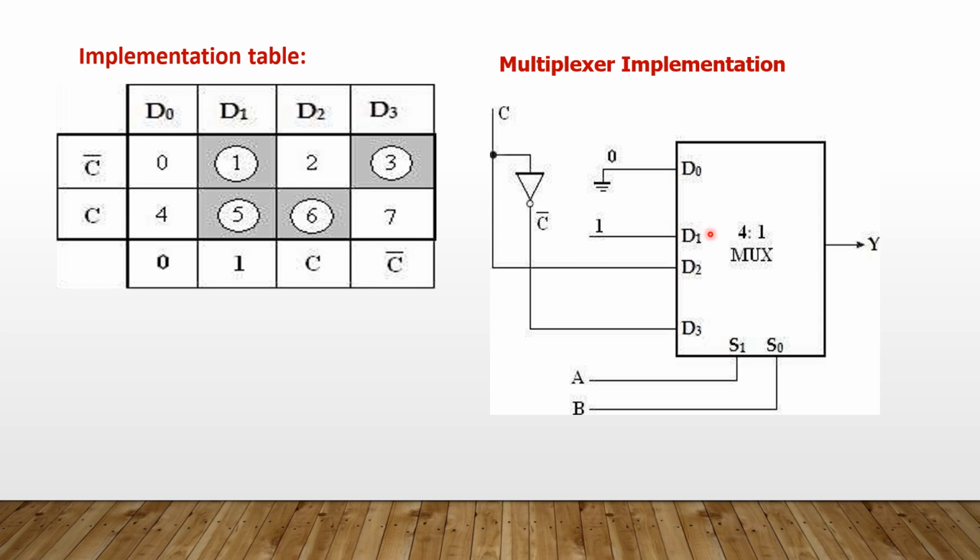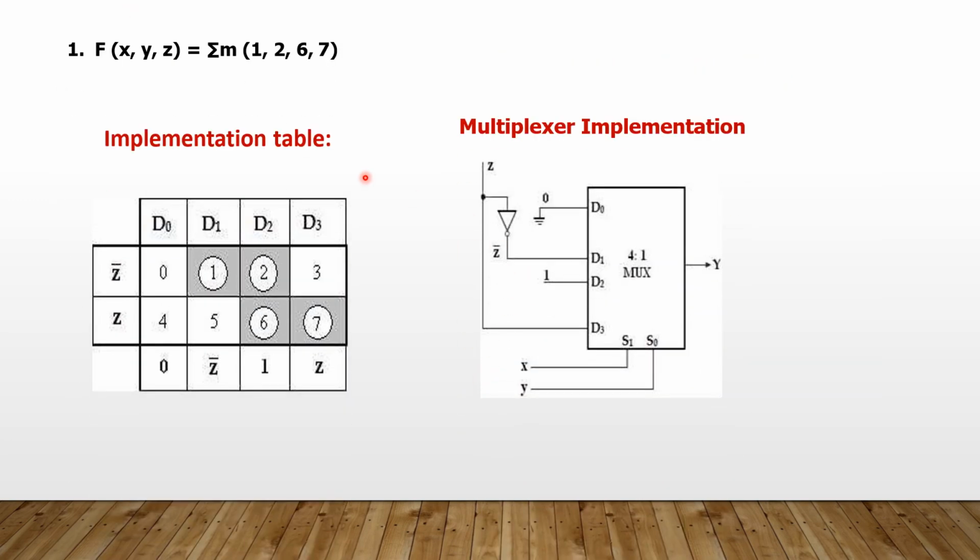That's the multiplexer implementation. 4 into 1 multiplexer, 4 inputs D0, D1, D2, D3, 2 selection lines S1, S0. The remaining 2 variables are A and B. According to the implementation table, we have to connect D0 to D3. From the table, D0 is equal to 0, so D0 is grounded. D1 is equal to 1, so D1 has to be given to 1. D2 is equal to C, so that can be connected to C here. And D3 is equal to C bar, that has to be connected to the complement of C. So likewise, you can implement any Boolean function using a multiplexer circuit.